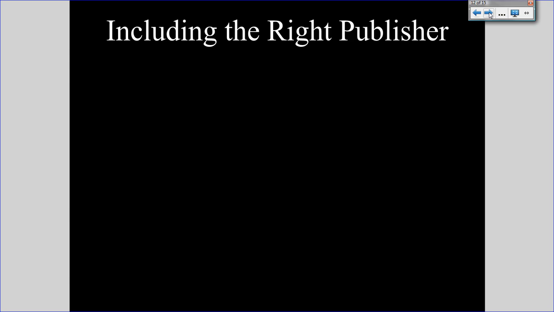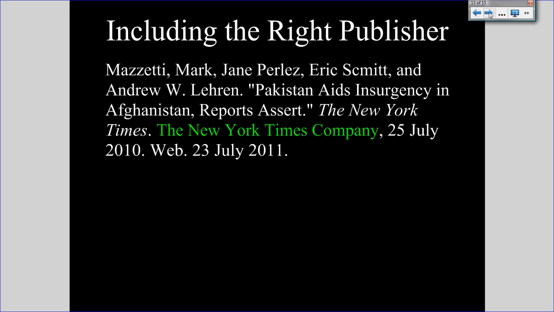Finding the right publisher can be difficult and present some problems for many student researchers. Let's take a look at this resource. This is an article from the New York Times. You can see in green the New York Times Company is the name of the publisher. Now a lot of students will leave out the name of this publisher because it looks so similar to the name of the website. Sometimes the name of the publisher is exactly the same as the name of the website.